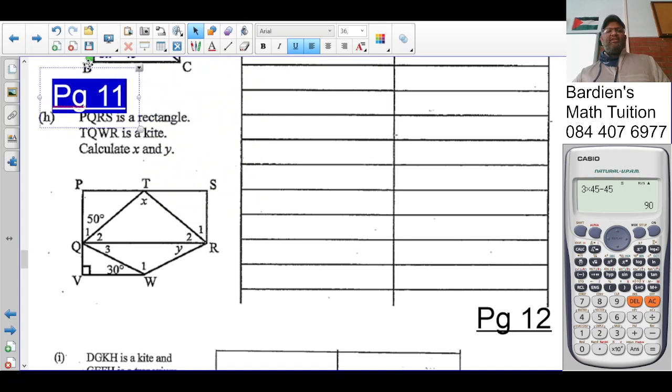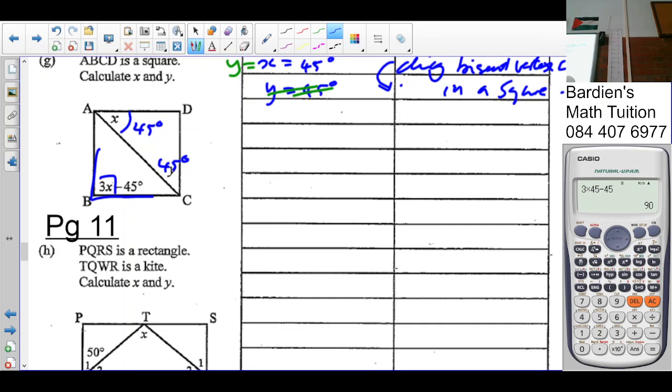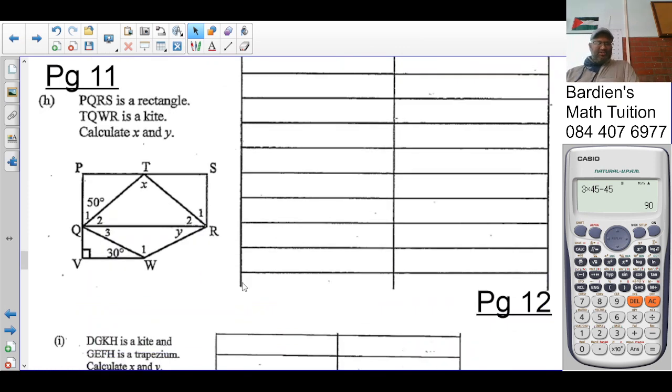If you didn't know that rule that I just did now, then you would have said that this angle here is equal to 90. Why? Because the vertex angle is 90 degrees in the square. So then 3x minus 45 is equal to 90. Solve for x, you get 45 anyway. You understand? Let's look at H.